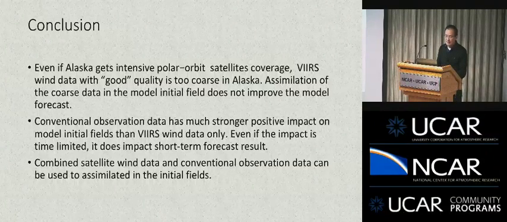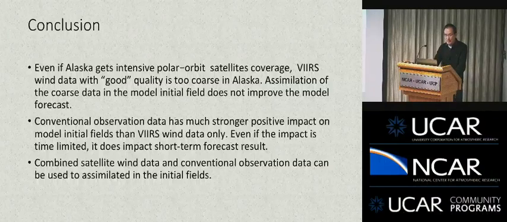Even if Alaska gets intensive polar orbiting satellite coverage, VIIRS data with good quality is too coastal in Alaska. So assimilation of this coastal data in the model initial field does not improve the model forecast. I mean, here we only use the good quality data. If we open wider and include the lower quality data, maybe there would be some difference. But in this experiment, we only use this good quality data.